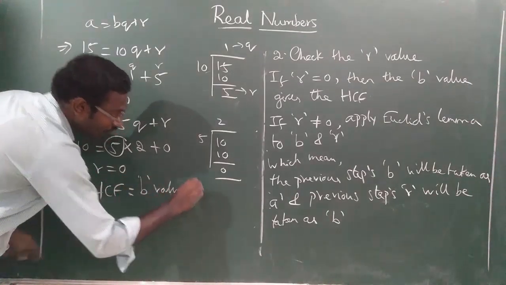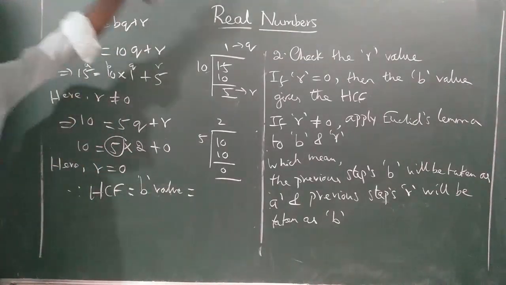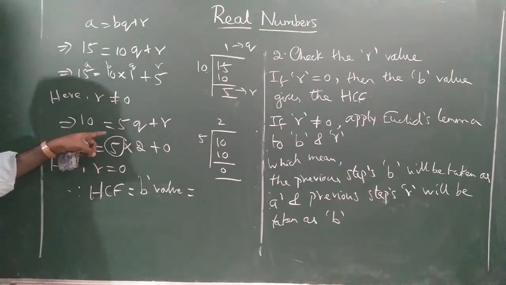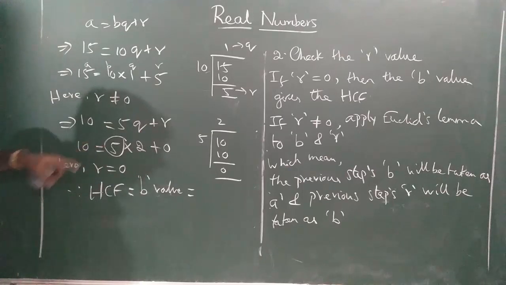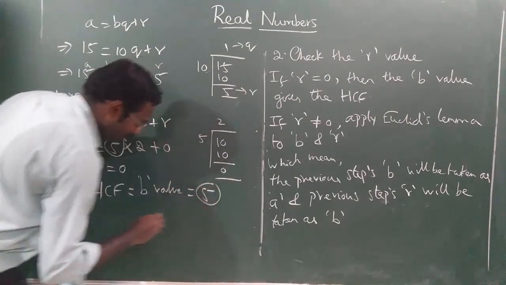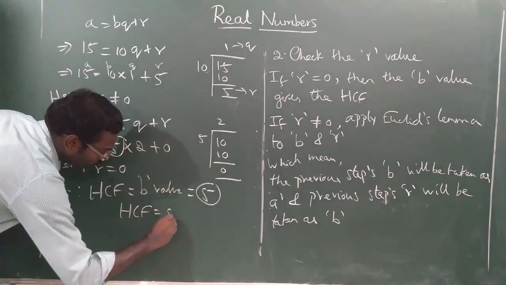What is the B value? In this step, not the previous step. B value of this step. What is the B value of this step? 5. So B value is equal to 5. So HCF is equal to.